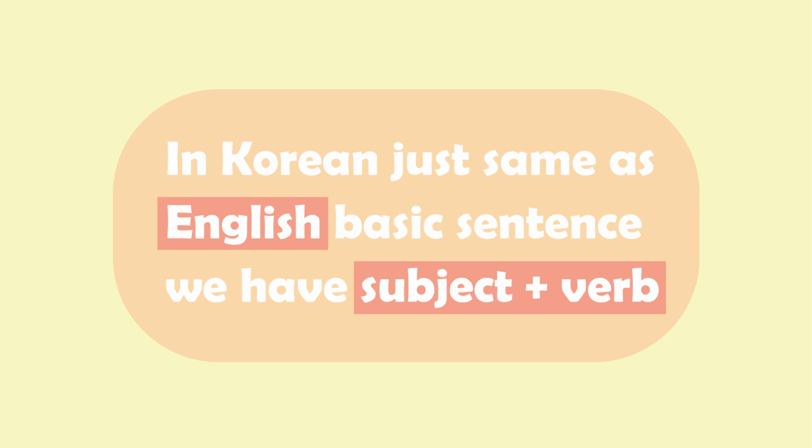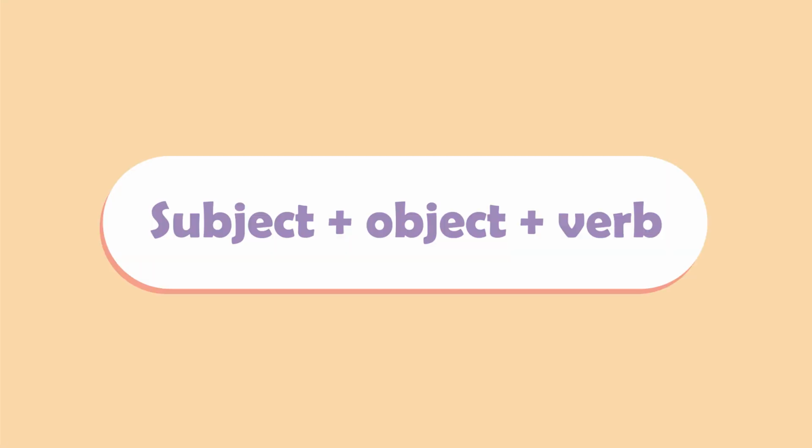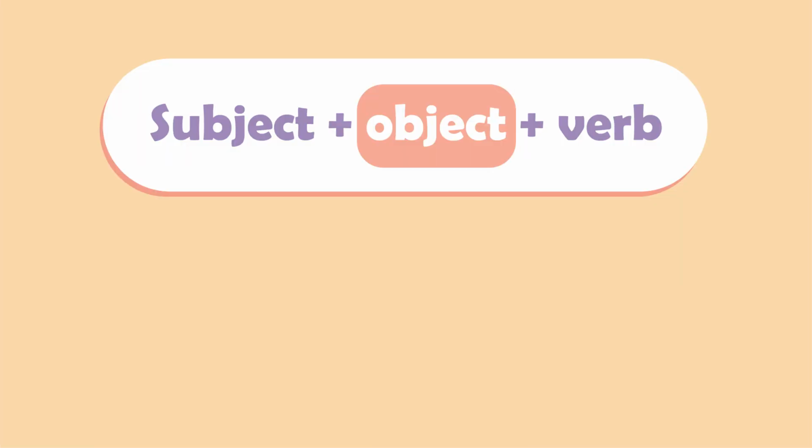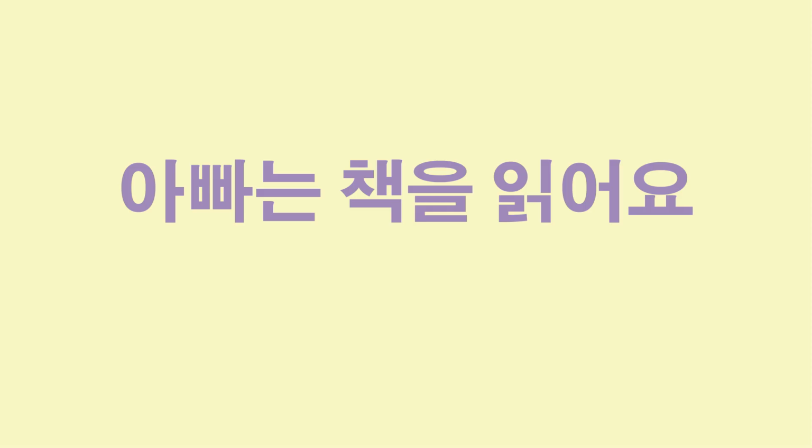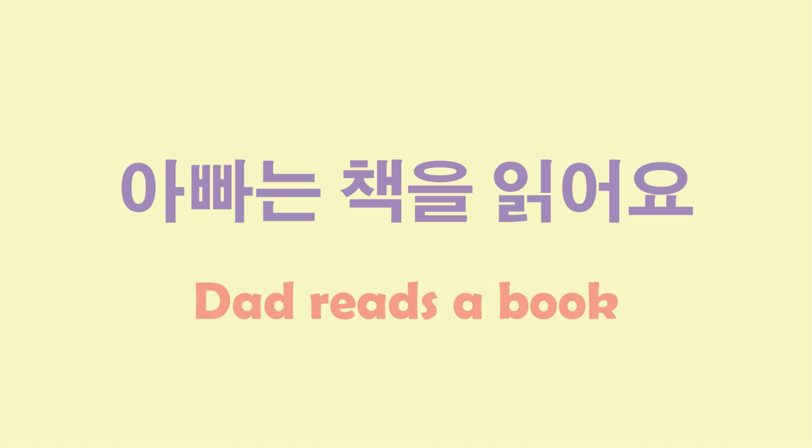Okay, let's learn the next structure. Subject plus object plus verb. When the object is added, the sentence structure will be very different from the sentence structure in English. Let's see an example. 아빠는 책을 읽어요. Dad reads a book.